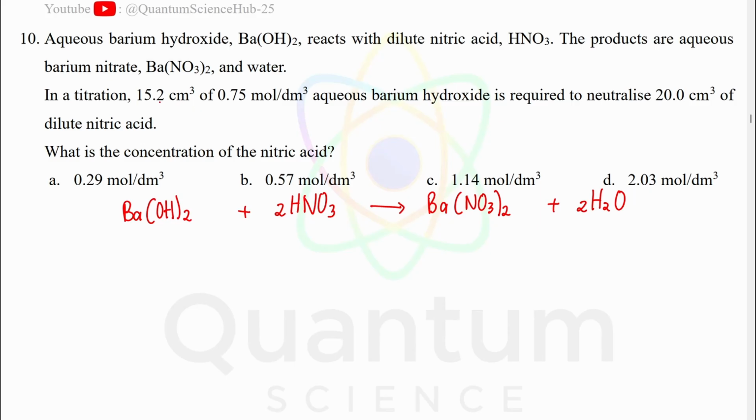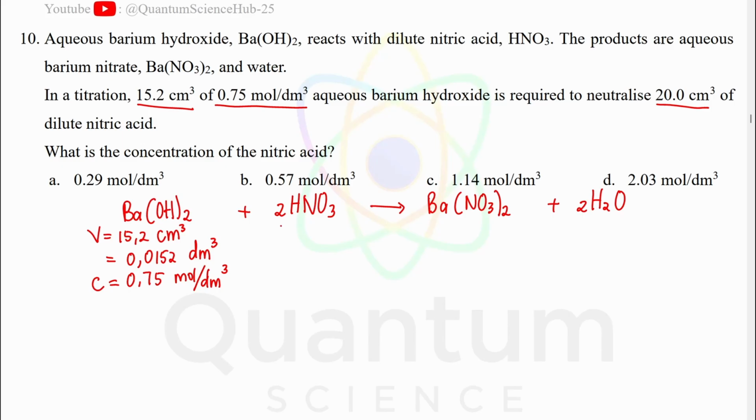We have 15.2 centimeter cube in here. So what is this? This is the volume, right? So 15.2 centimeter cube. Remember, we have to change it into dm cube. So we divide by 1000, so equals to 0.0152 dm cube. Next, the concentration. This is the concentration, so concentration equals 0.75 mole per dm cube. Next, HNO3, and we have 20 cm cube. So you write in here, volume equals 20 cm cube, and then we change it into dm cube. So we divide by 1000, so equals to 0.02 dm cube. And what is the question asking about?